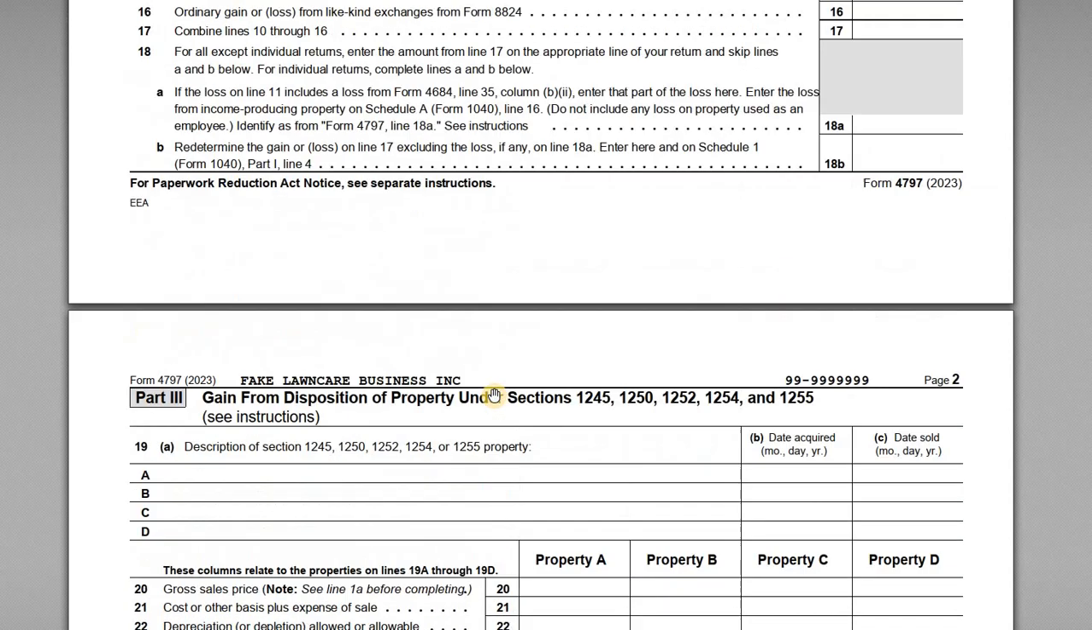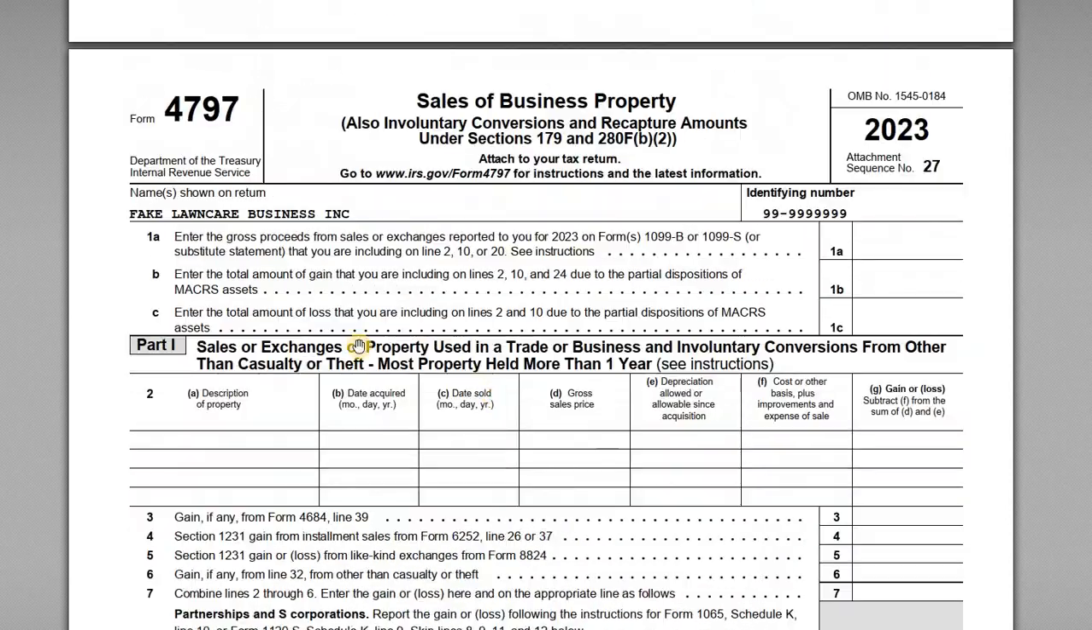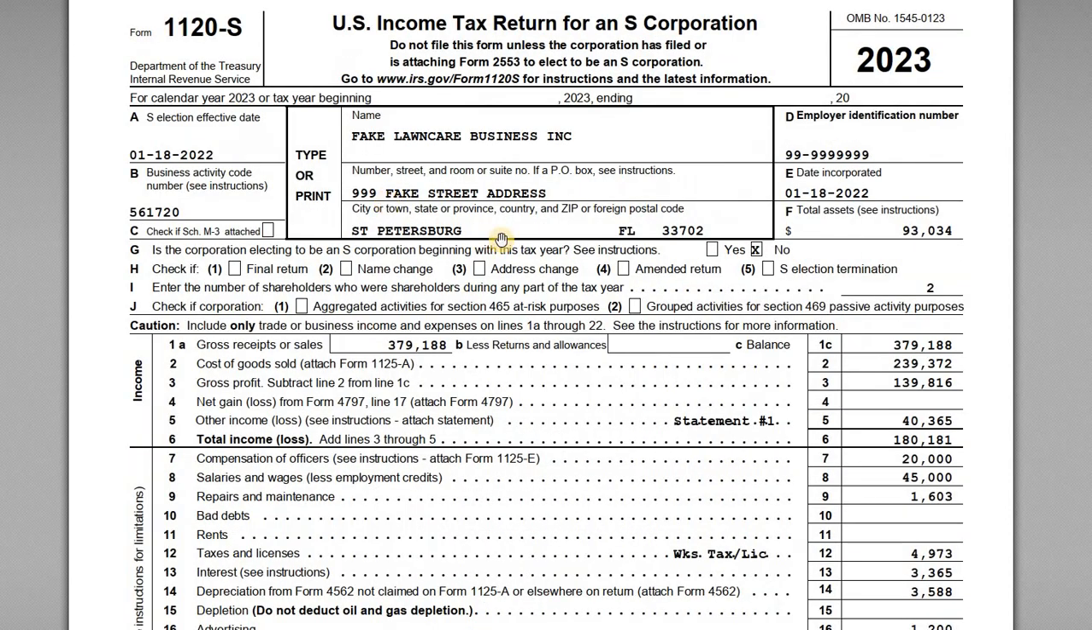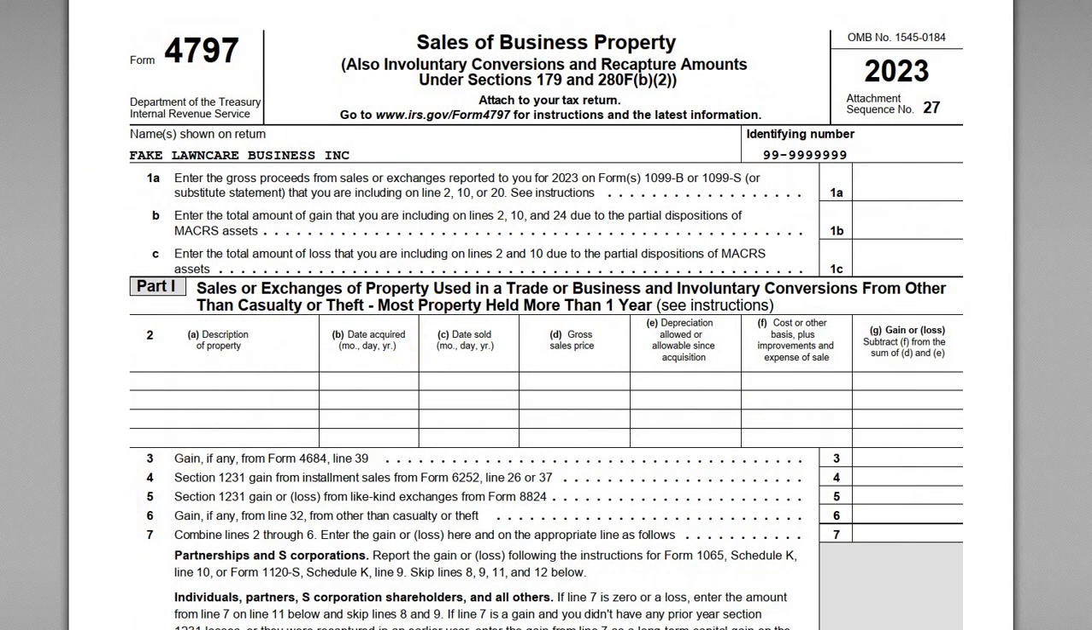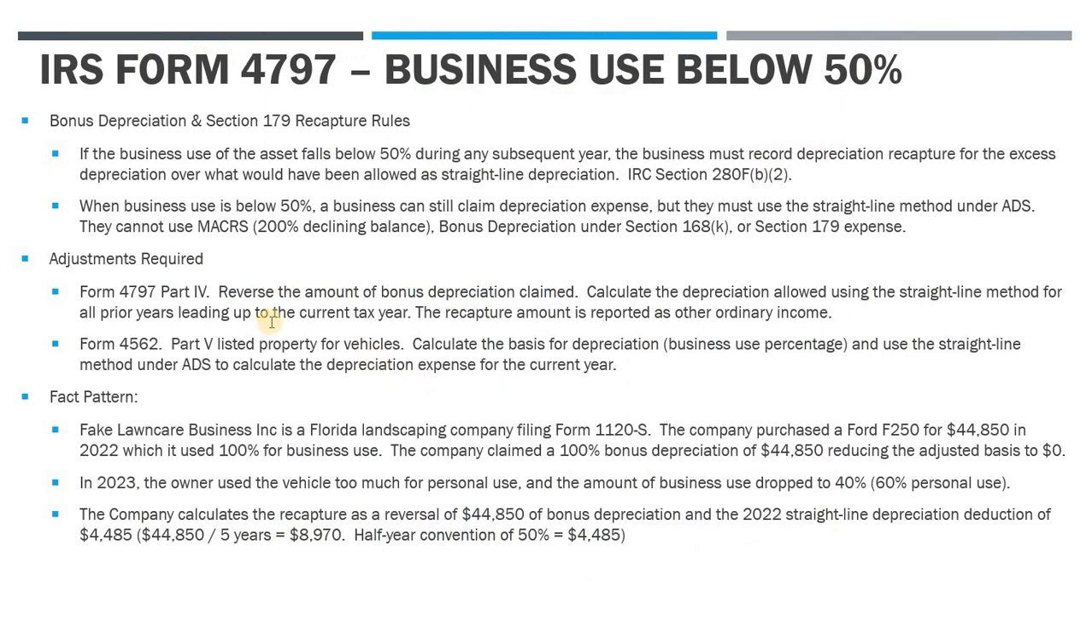So we've got the full 4797 here, and it is part of the entire 1120S corporate tax return. So I'll cover all the forms and schedules that you're going to need to address here. And then we also have one slide covering some background on this issue and then more details on the fact pattern. So bonus depreciation and 179, generally you cannot claim these unless the asset is used at least 50% in your business. If it's below that, it's totally off the table.